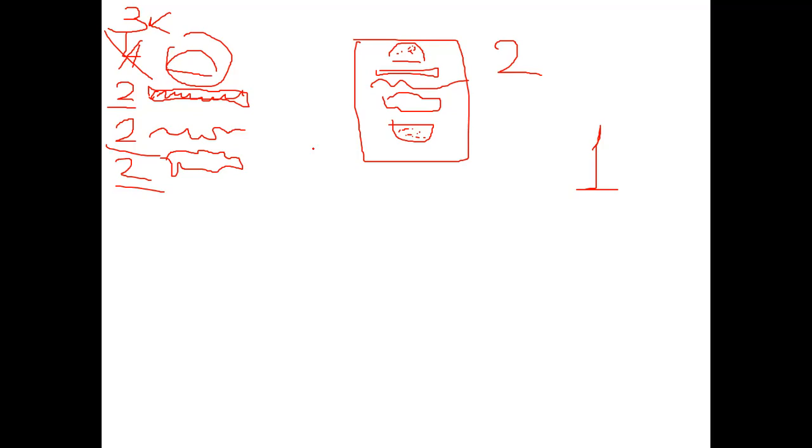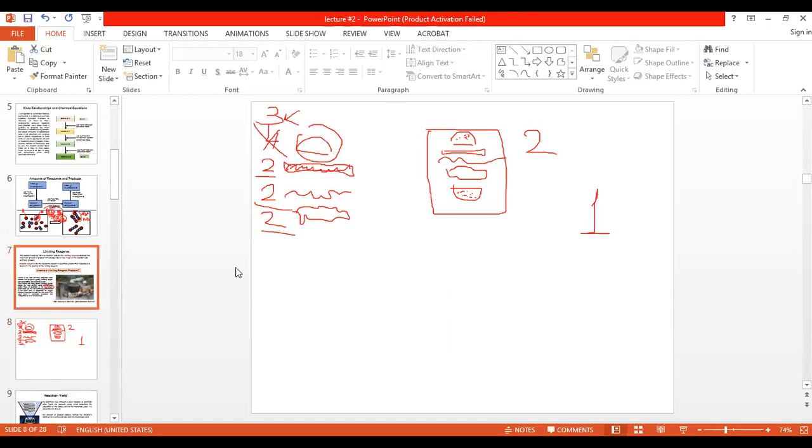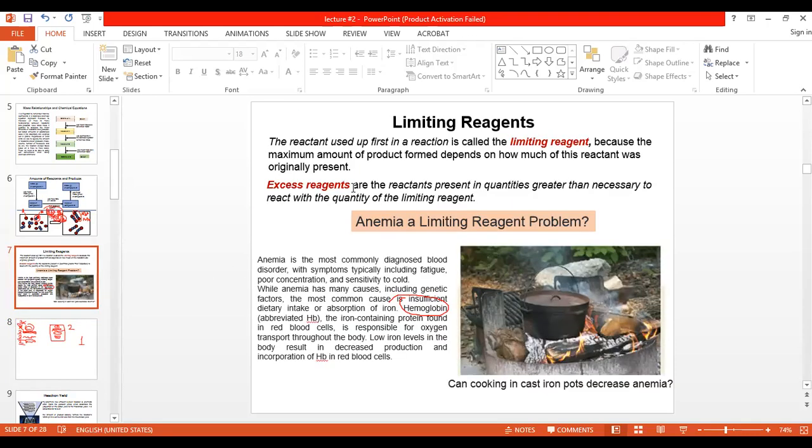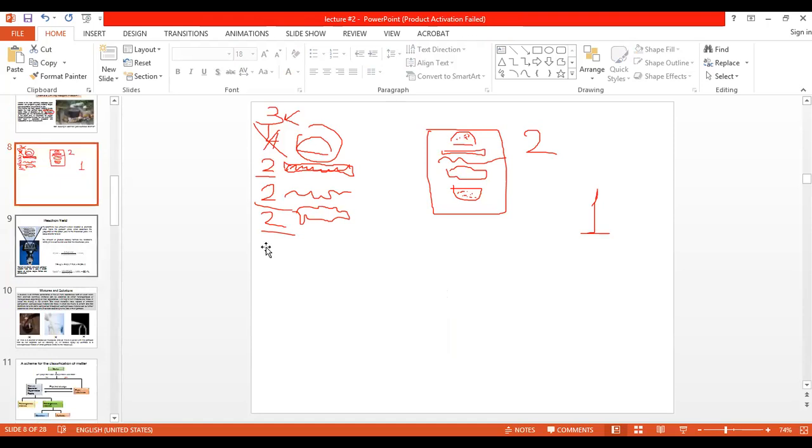The same thing is in a chemical reaction. Say you have reagents at the beginning, but one of them is a small amount. Once you consume everything from that small amount, the reaction stops. So that's the limiting reagent. The other ones, in our case meat, cheese and so on, are the excess reagent. So this is about the limiting reagent.